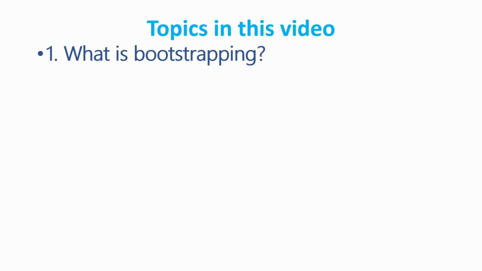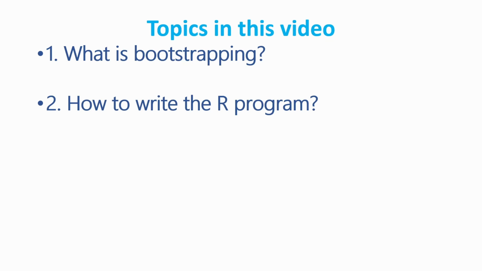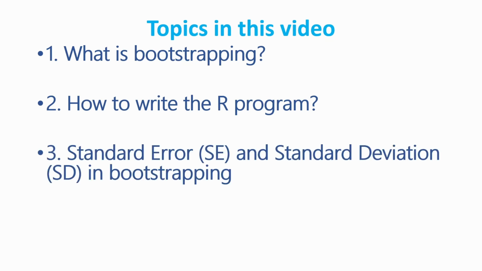The first one is that I'm going to explain what bootstrapping is. The reason why I need to explain that is because we're going to use bootstrapping to calculate the confidence interval for the indirect effect. The second, I'm going to explain how we can write the R program from scratch to test the indirect effect. Third, I'm going to explain the standard error and standard deviation.